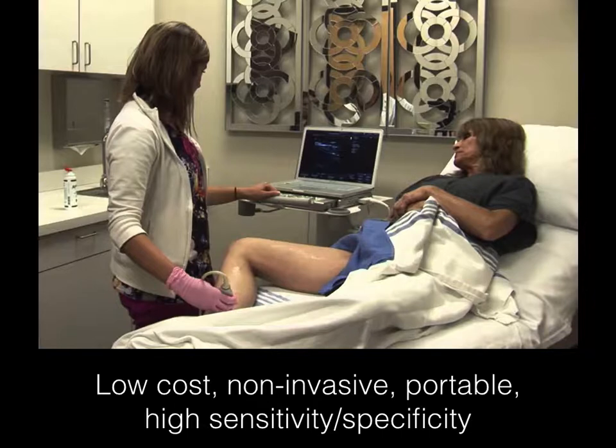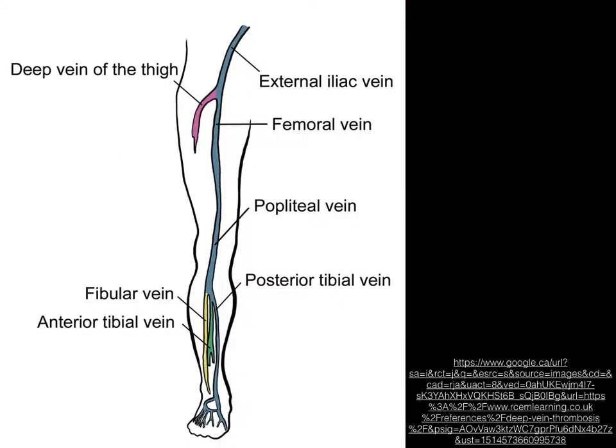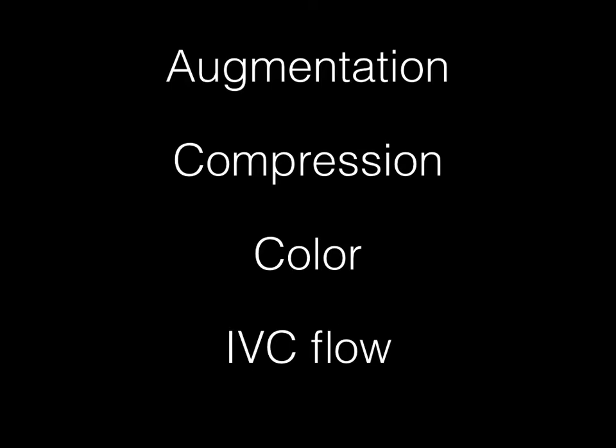So we're going to use ultrasound to look at the venous system of the lower extremity, starting at the femoral vessel and going all the way down to where it trifurcates in the popliteal fossa into the calf veins. Now, if you're going to get a comprehensive ultrasound done to rule out DVT, they're really going to do 4 things. They're going to look for augmentation, compression, color flow, Doppler flow, and they also are even going to look at flow within the IVC. We're not doing that. We are focusing on compression.